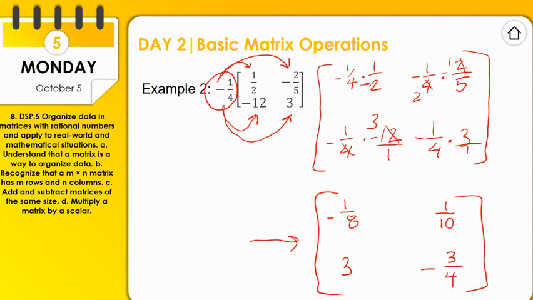Remember, with scalar multiplication, the value outside is multiplied times every element inside the matrix. If I'm multiplying a fraction on the outside times a value inside, I am simply multiplying fractions. We are not adding or subtracting.